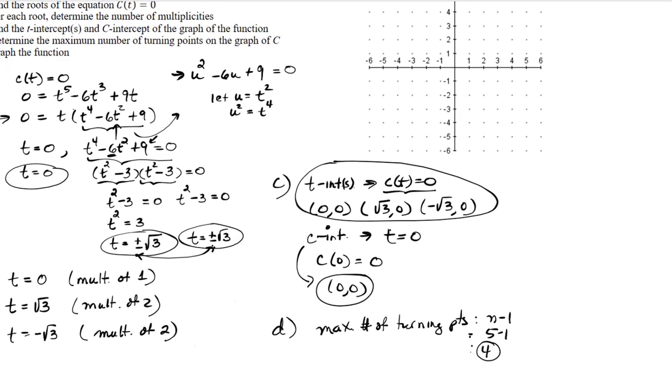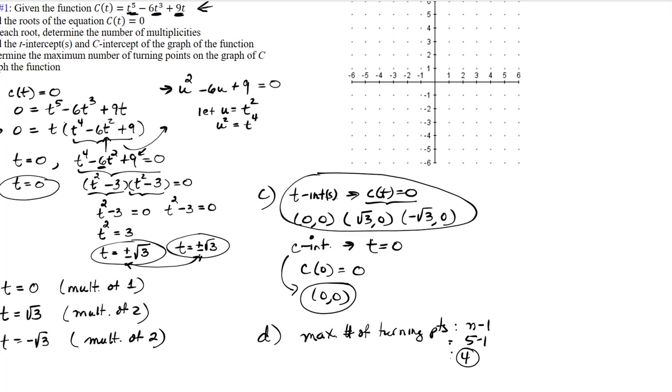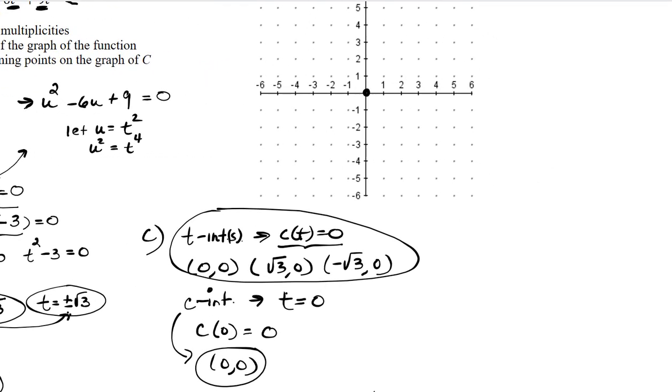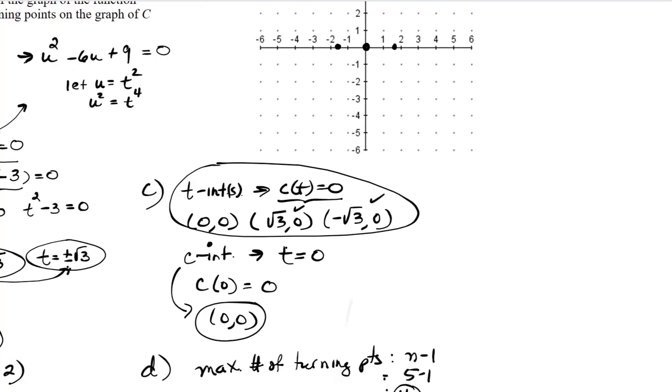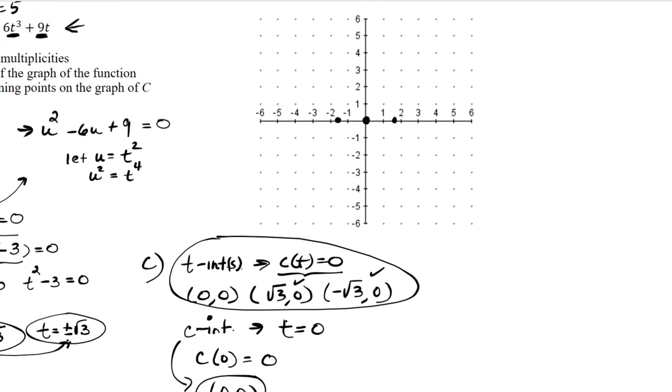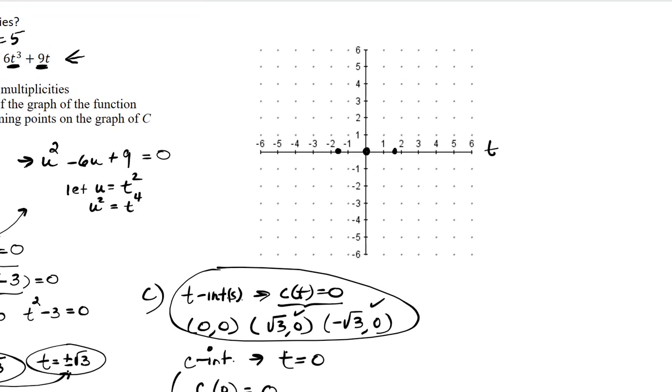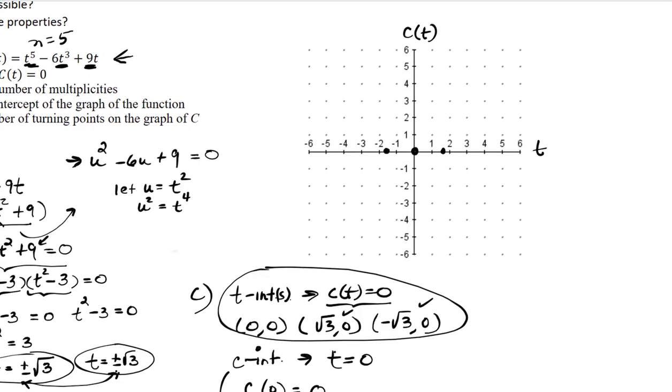So let's go ahead and use part C to graph all the intercepts. 0, 0. Root 3 is approximately 1.7. So 1.7 followed by 0. And then negative root 3, negative 1.7 roughly, followed by 0. And then our c-intercept is also the origin. So this axis represents t. This one here represents c of t. So we have 3 points on the graph.